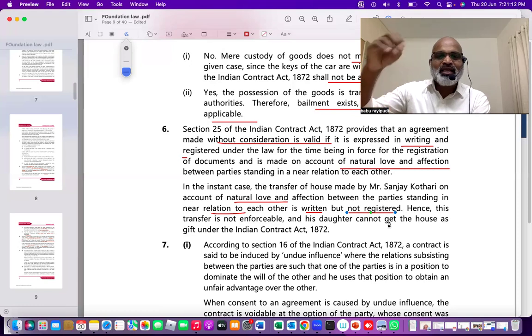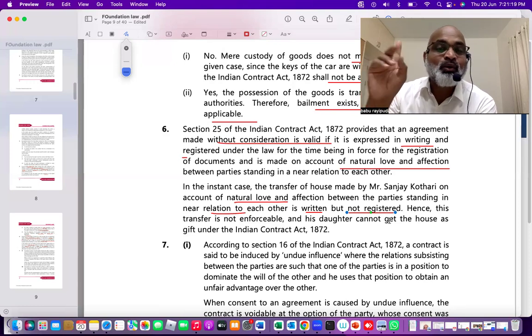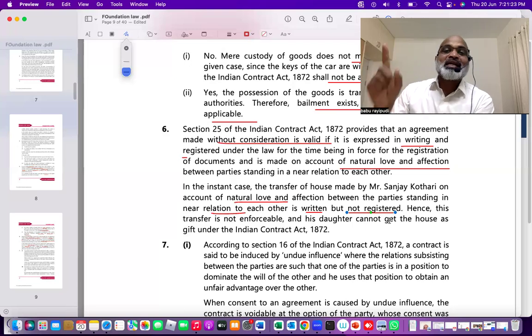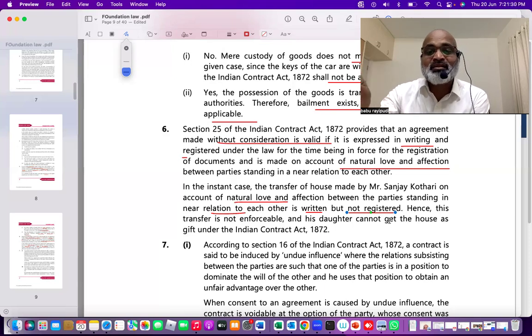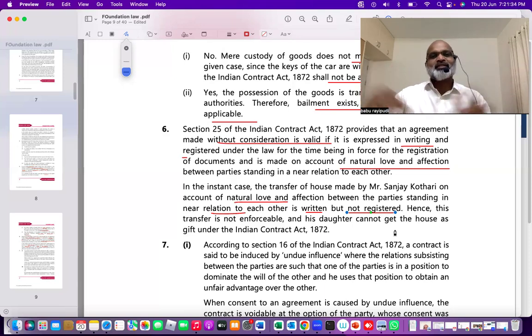Then the third paragraph will say: therefore, this kind of transfer is not valid, because only two conditions are satisfied. One condition is an agreement made between nearly related people. The second condition is that it has to be in writing, which is also satisfied. But the last condition, which is very important, that it has to be registered, is not. Therefore, his daughter cannot get this house as a gift. The gift is not valid.